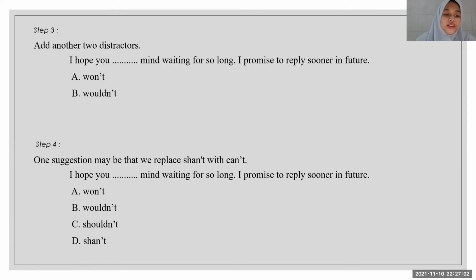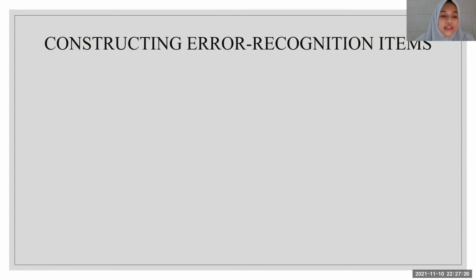And then the next step is maybe that we replace shan't, the choice, with can't, and we can replace shouldn't with couldn't. And then it may be argued, however, that shan't is acceptable usage among certain speakers, thus giving us two correct options instead of one. And then the next is constructing error recognition items.